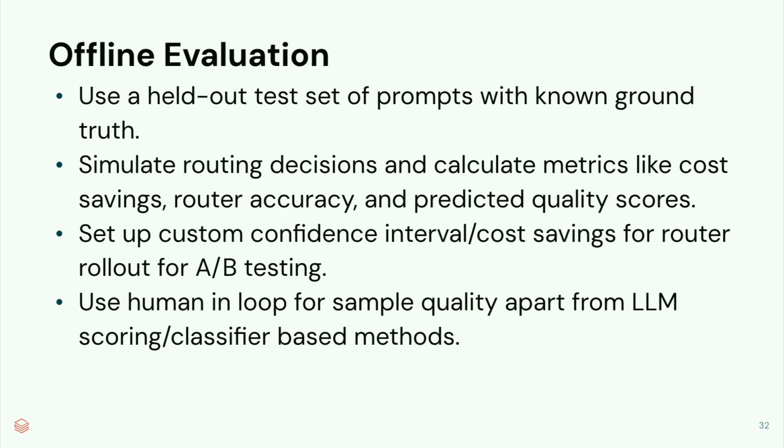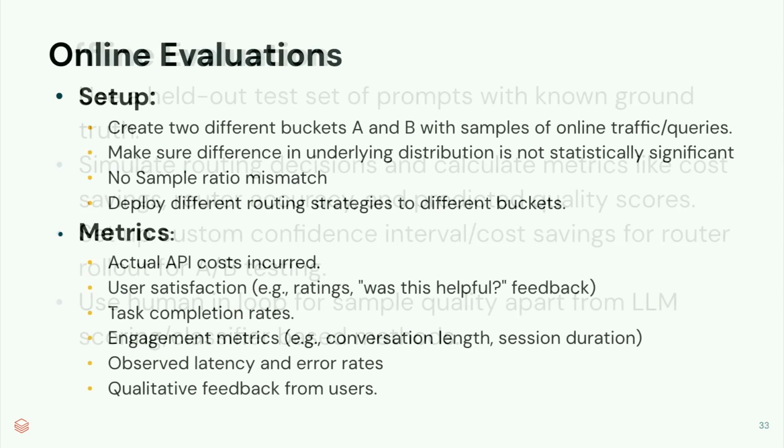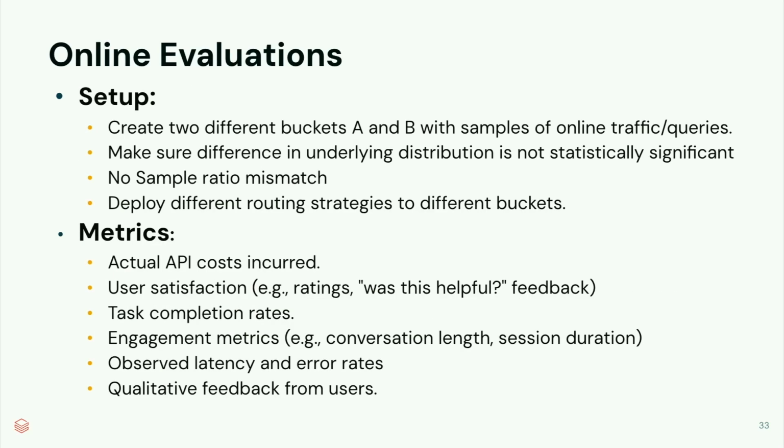And then once it is good enough, we will go to the second stage, which is online A/B testing. In the online A/B testing, we would first set up two different buckets. Basically, we will split our traffic into two buckets, A and B, doing our homework to make sure that there is no underlying distribution change or variation, so that there is nothing statistically significant.